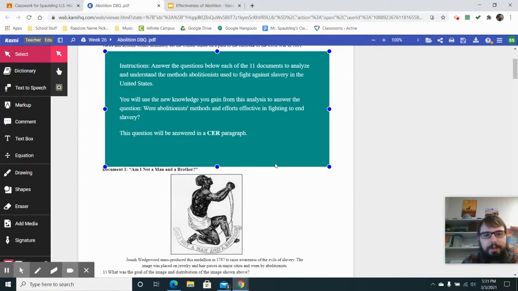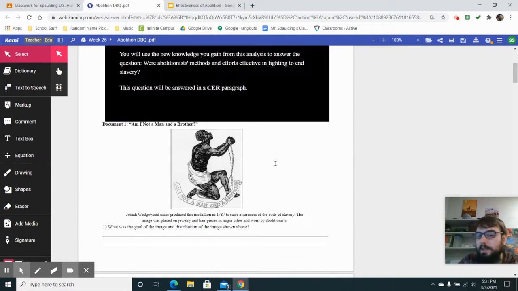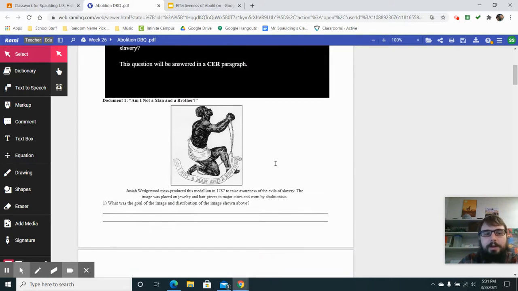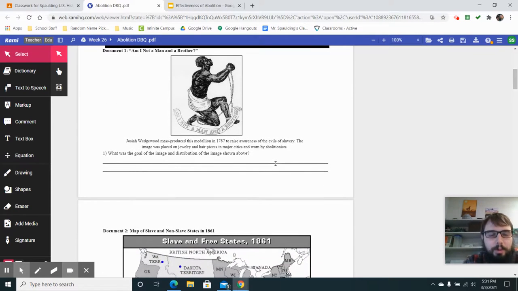Your instructions. You're going to answer the questions below each of the 11 documents to analyze and understand the methods abolitionists used to fight against slavery in the United States. You guys are going to use this knowledge you gain from the analysis to answer the question, were abolitionist methods and efforts effective in fighting to end slavery? So we're doing all this analysis so we can best answer that question. Okay? That question will be answered in a CER paragraph. Not today, tomorrow.